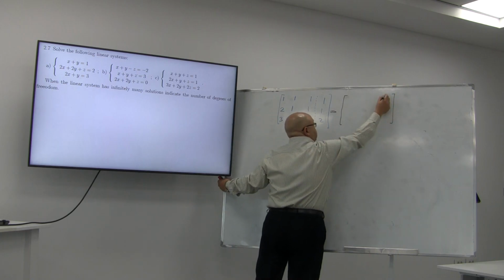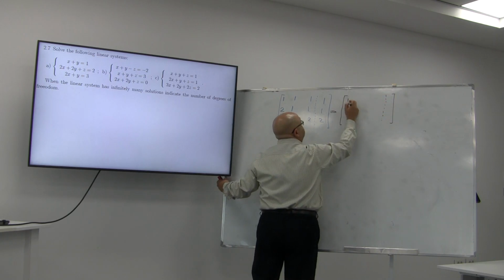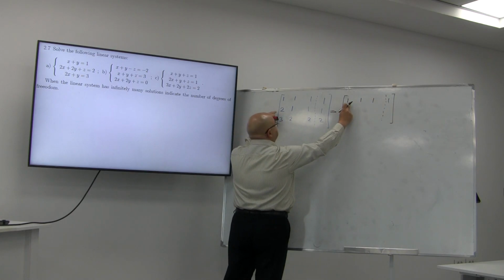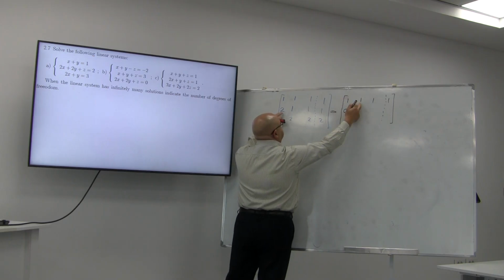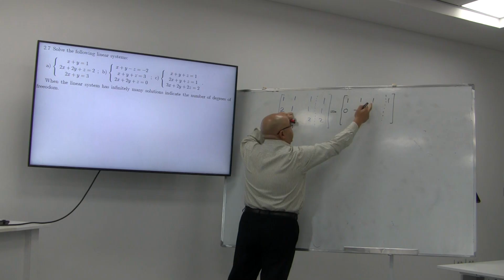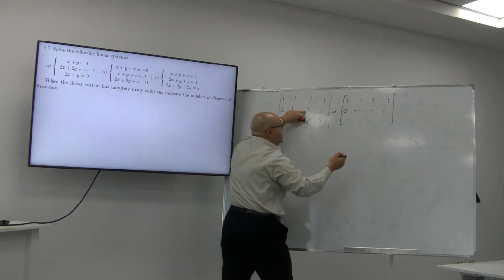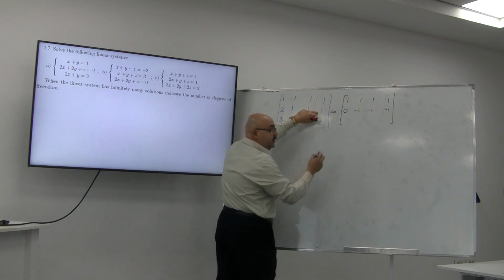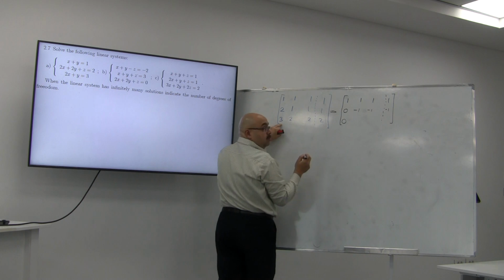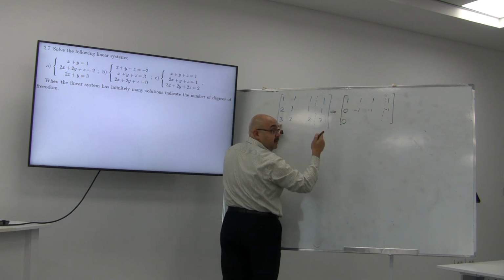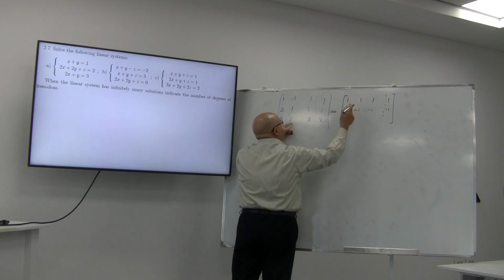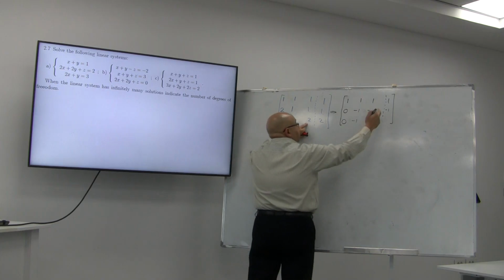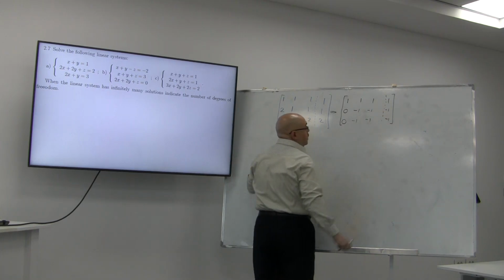I need it to be in reduced echelon form. Okay, so it's going to be 1 1 1 and 1. Then negative 2 plus 2, so it will be 0. Negative 2 plus 1, so it will be negative 1. In a similar manner for the third row, multiply by negative 3: negative 3 plus 3 is 0, negative 3 plus 2 is negative 1, negative 3 plus 2 is negative 1, negative 3 plus 2 is negative 1.